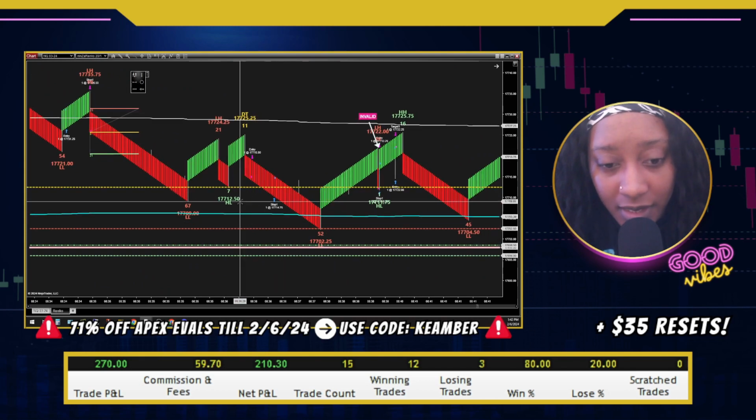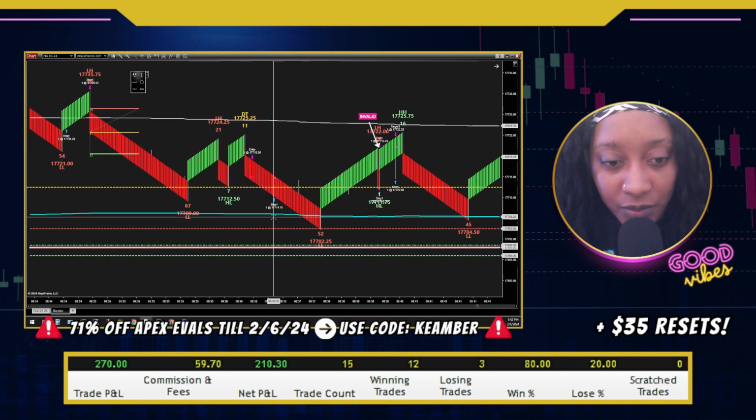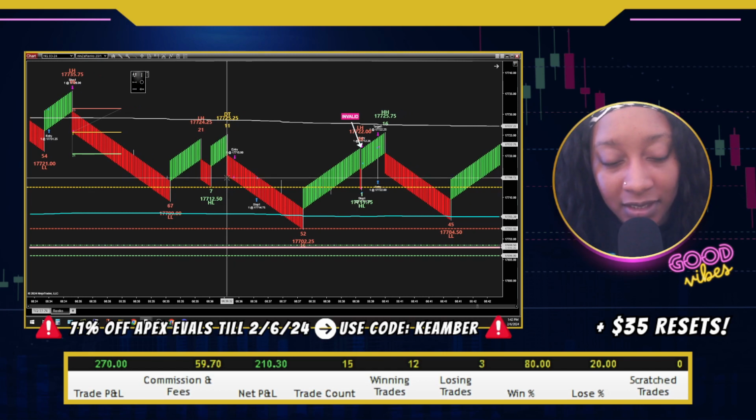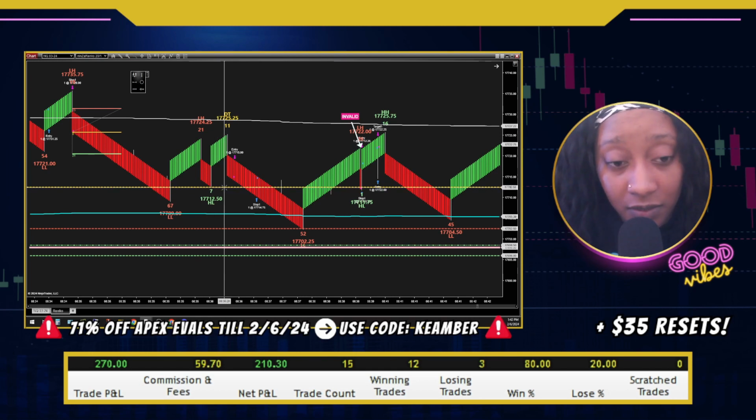All right, so the next trade here was just a continuation down, and this one I actually ended up breaking even manually. The reason why is because there was what I call a sell rotation level that was sitting right here where this yellow line is.